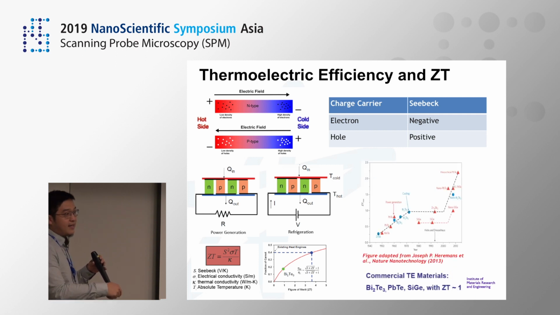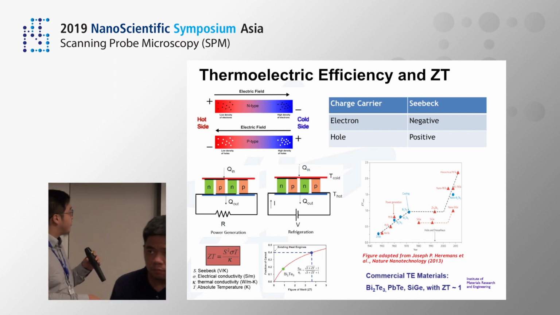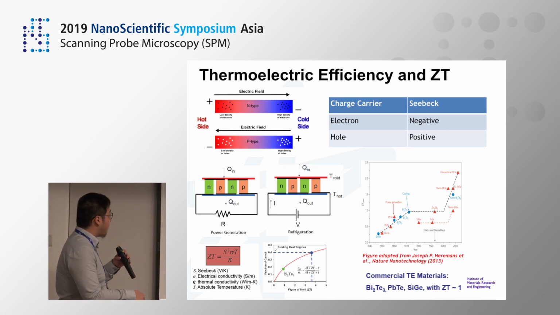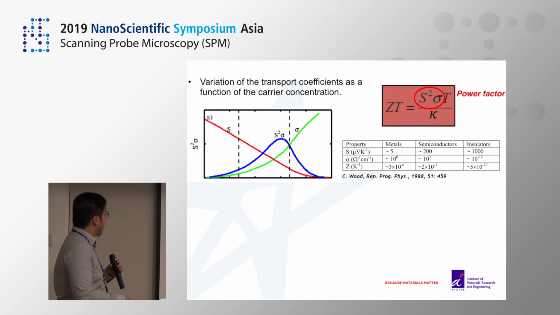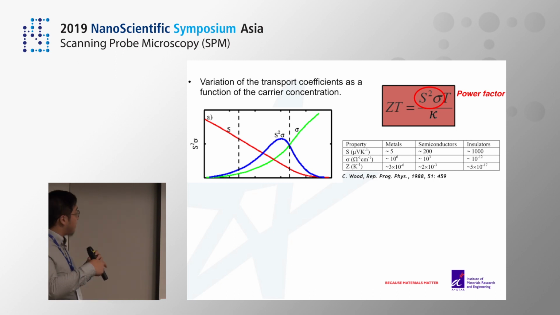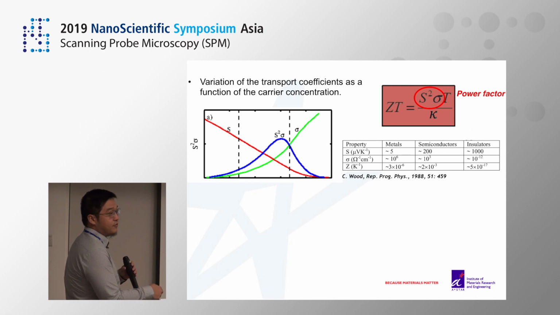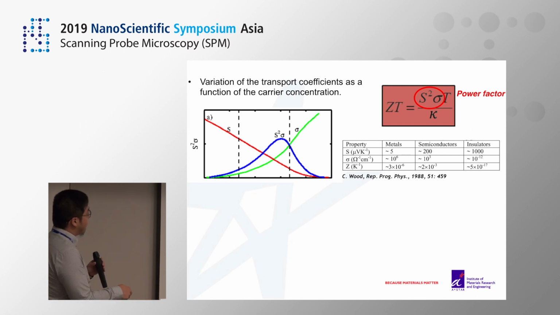For the past decades, people have made a lot of effort to increase the ZT value of thermoelectric devices. However, the ZT value of commercial thermoelectric devices is usually around 1, which is much lower than existing heat engines. This is because of the anti-correlation between those parameters in the ZT value, and this is shown in this picture.